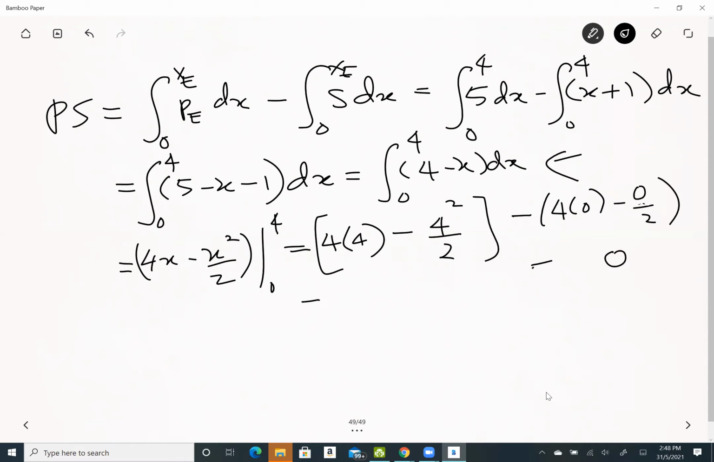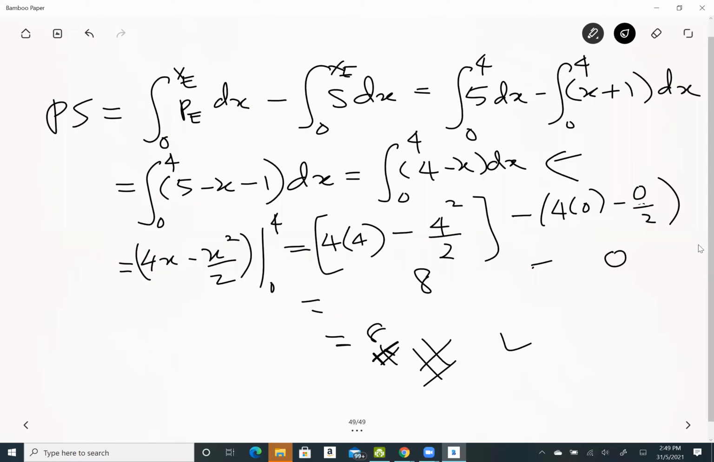Yang sini berapa ni? So you got 16 minus 8. 16 minus 8 will be equal to 8. 8 minus 0 is 8. Betul tak? Or am I wrong? Or am I right? Okay, so that is our producer surplus. So producer surplus equals 8. All right, okay, good. So now we look at another example just on the producer surplus.